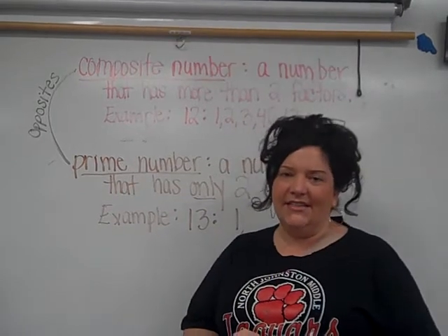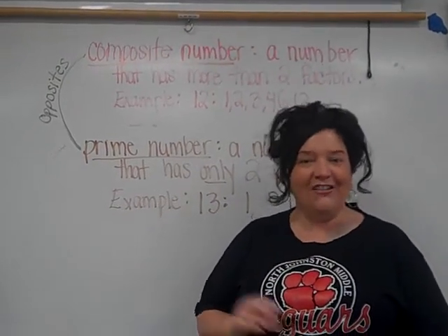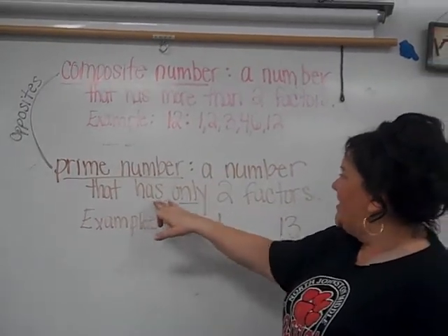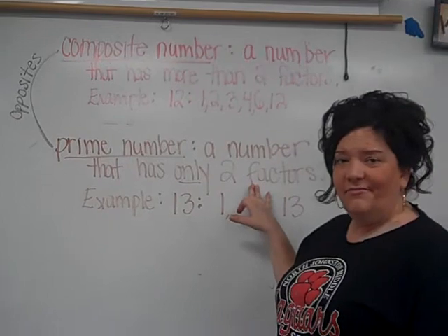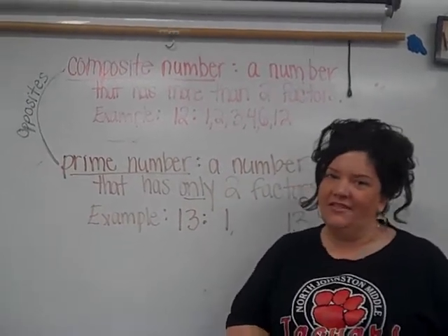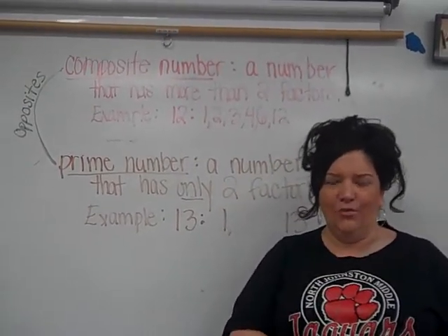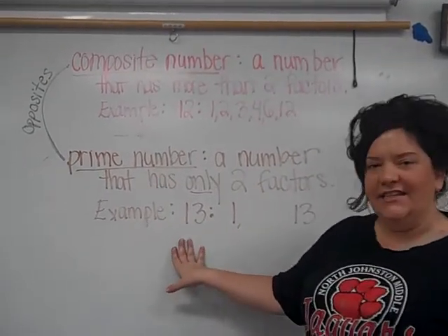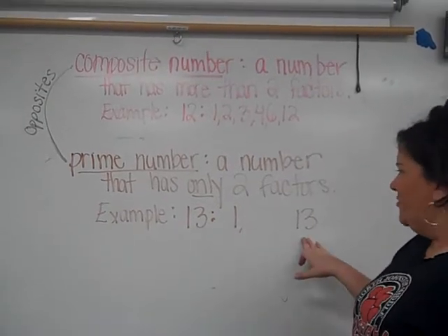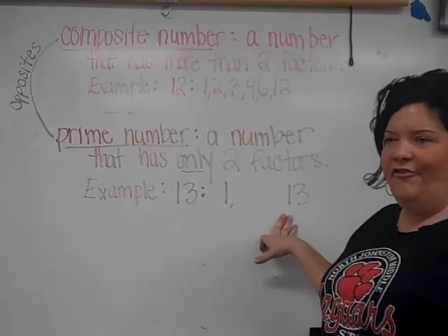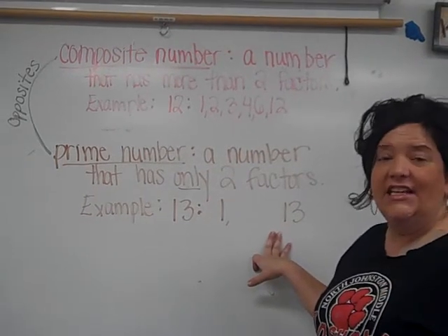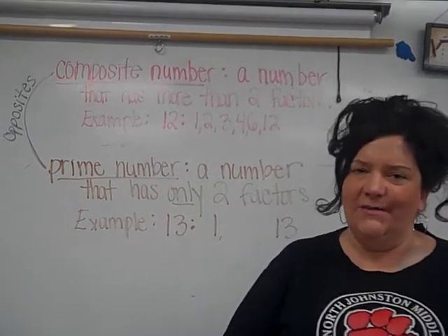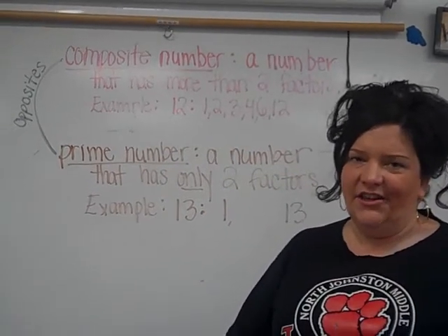The opposite of a composite number is called a prime number. And a prime number is a number that has only two factors, meaning the only factors that a prime number has are 1 and itself. So here we have 13 as an example, and 1 and 13 are the only factors that can go into 13 evenly, meaning without a remainder and without a decimal as the answer.